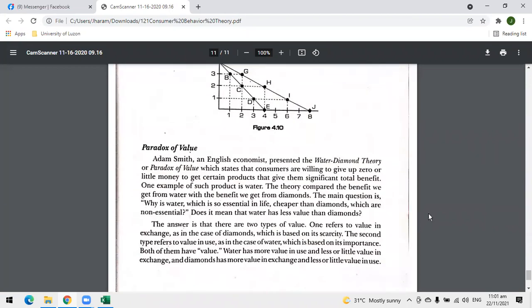That's the rest, no? Ito na yung last. We have already discussed yung paradox of value, yung kay Adam Smith. So, water diamond theory. Okay? So, nagawa na natin yan. So, yan na lang ibibigay ko sa inyo.